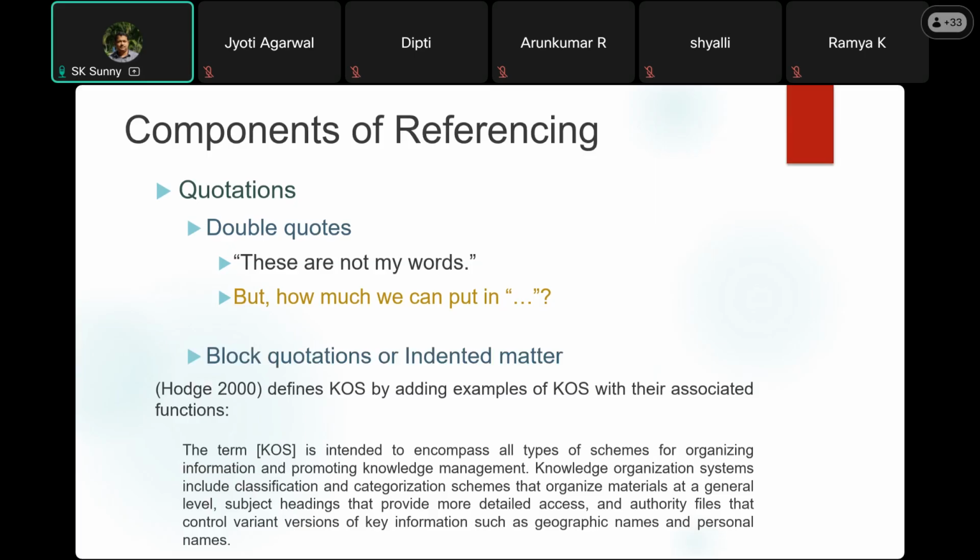This is called block quotation or indented matter. Block quotation means something I have quoted, but the length of the quotation is longer than the length which can be put under double quotes. So it has to be indented. Indented means what?